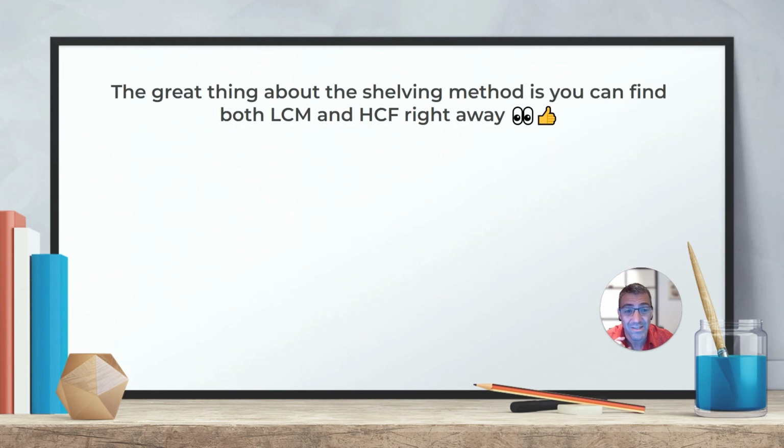And the reason why the shelving method is so good is because immediately you find the LCM and the HCF without having to work too hard for it. So let's jump right in and see how we do this.